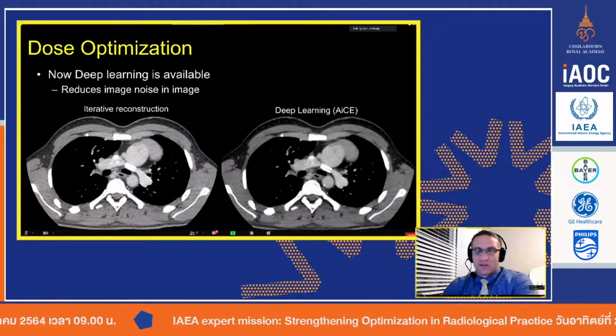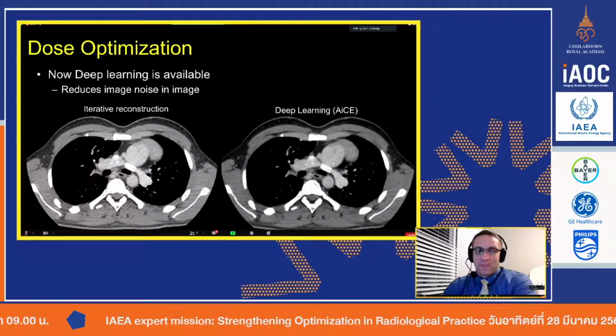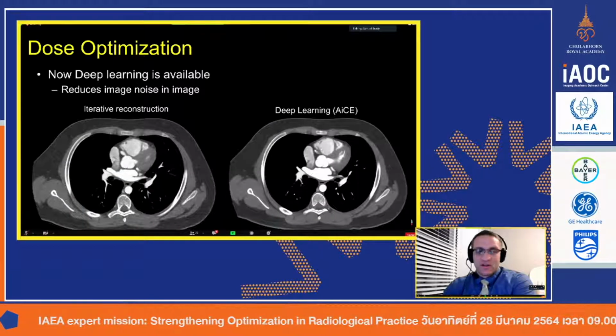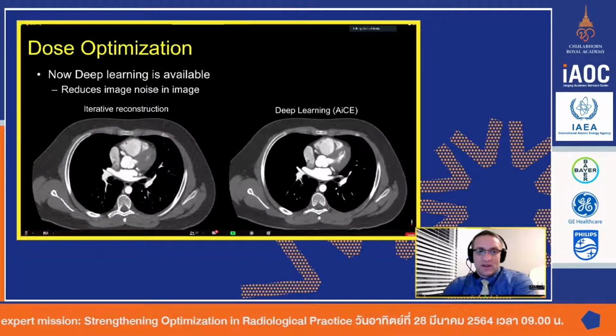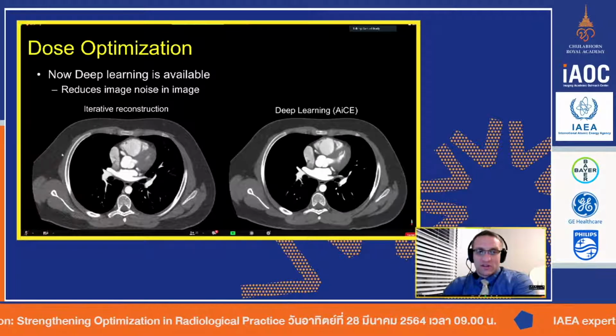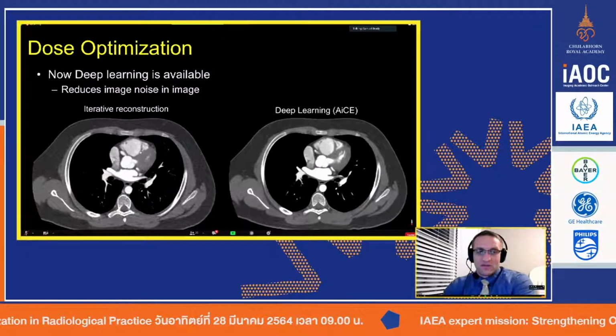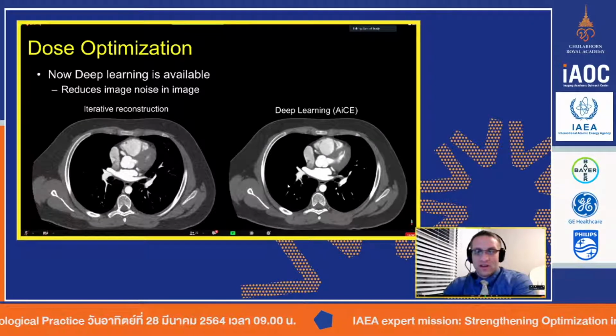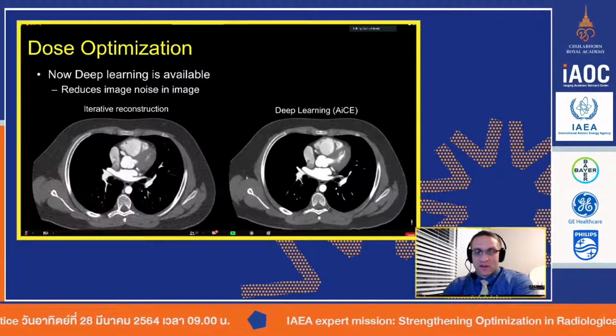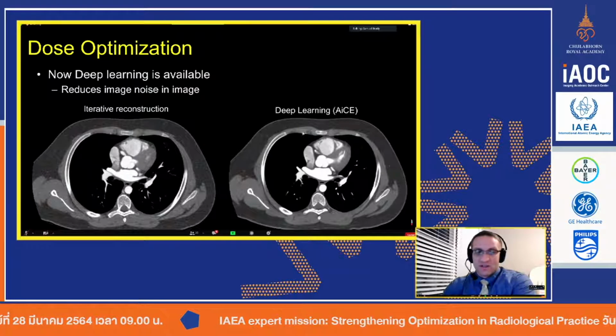But the image quality itself is fairly noise-free. Here's another patient with a standard cardiac anatomy. Once again, iterative reconstruction. This is a larger patient, so you get a little bit more noise throughout the soft tissue, noise overlaying in the heart. And in this case, with the deep learning, that noise is basically gone.